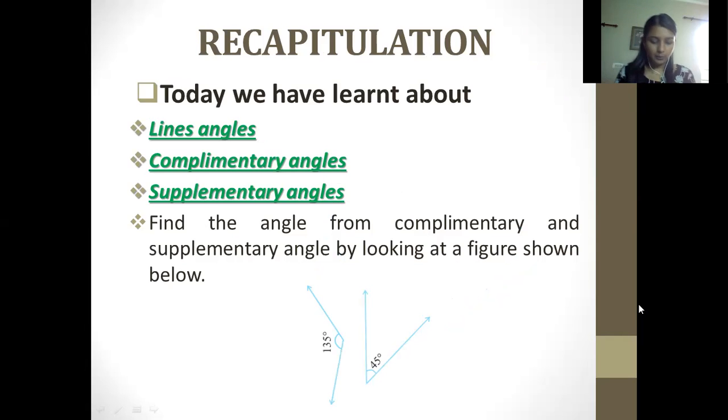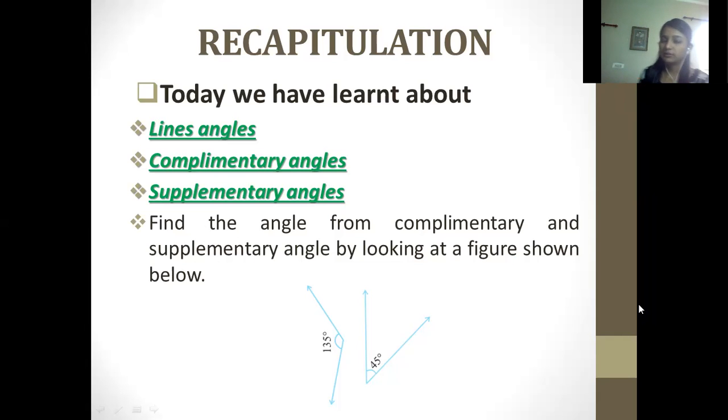So now what we have done in today's class, we would be concluding it, that is lines and angles. First of all, we have understood about lines and angles, what lines are and what angles are. Then we have done complementary angles, which are two angles making a sum equal to 90 degrees. What are supplementary angles? These are two angles which are adding with each other and making a sum of 180 degrees. So it would be a supplementary angle.